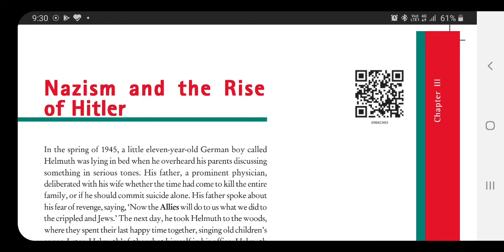Why Hitler came into the picture could be traced back to the conditions that arose soon after the First World War. As I said, Germany lost, and after the defeat of Germany in the First World War, when the Allied forces won, they imposed a harsh treaty like the Treaty of Versailles.